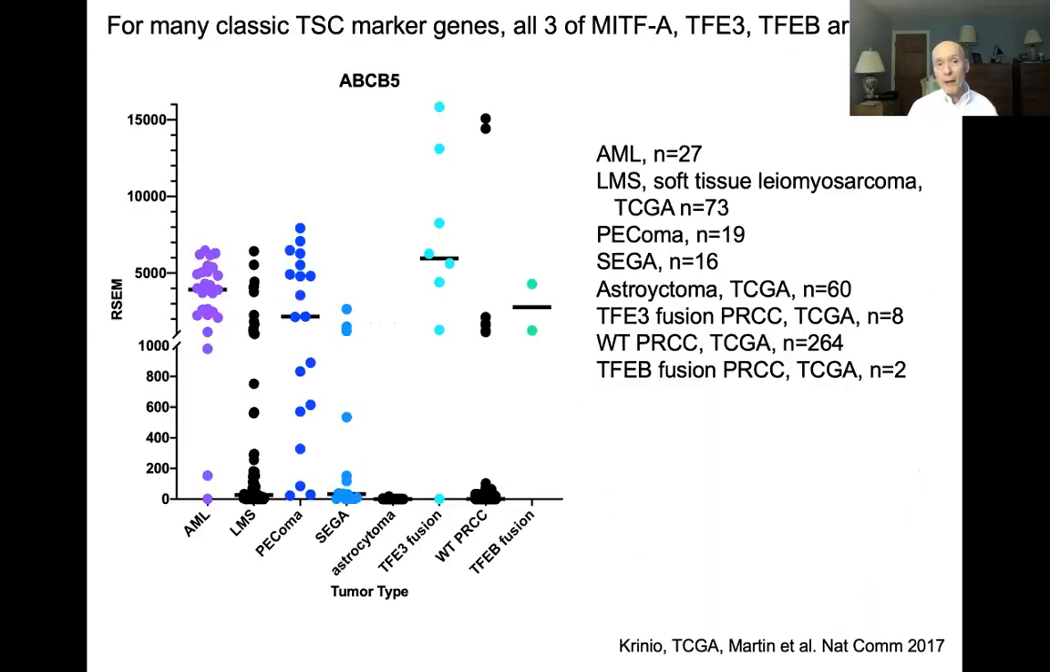And so, in fact, in all 3 types of these tumors, they all appear to be drivers of the expression of many classic TSC marker genes, including ABCB5, as shown here, markedly increased in AML and in PEComa compared to leiomyosarcoma, increased a bit in SEGA, and in astrocytoma, this is completely flat, and very significantly increased in TFE3 fusions and TFEB fusions, suggesting that all 3 of these transcription factors could bind to and lead to high expression of ABCB5.